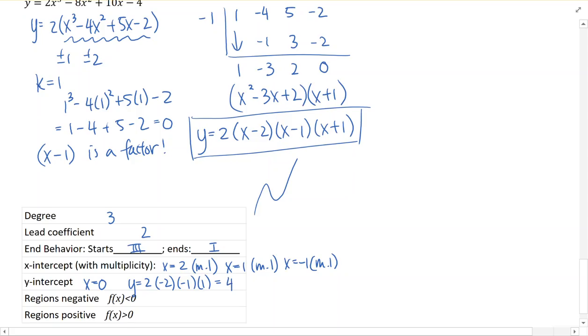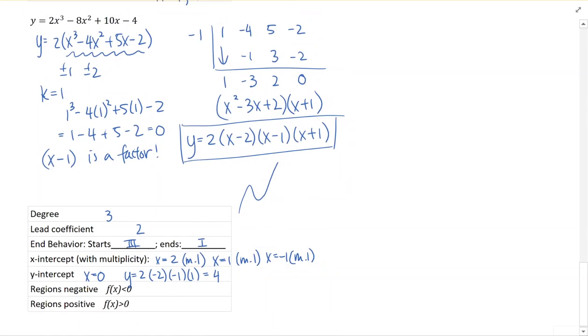Okay, regions negative and positive might help with a sketch of a graph. So our x-intercepts are at -1, 1, and 2. And our y-intercept is at 4. Let's just say 4 is up there. So it's going to start down here. It's going to cross, come down, and then go back up. So it's going to look something like that.